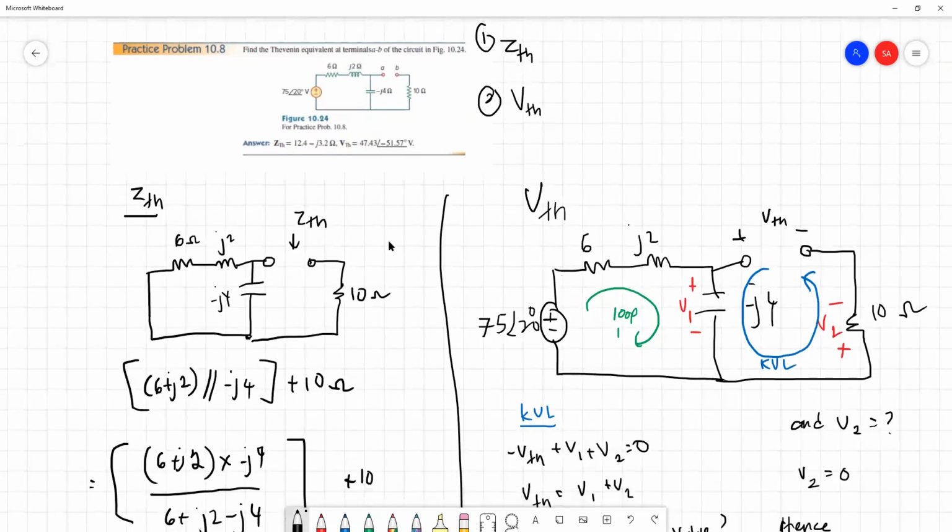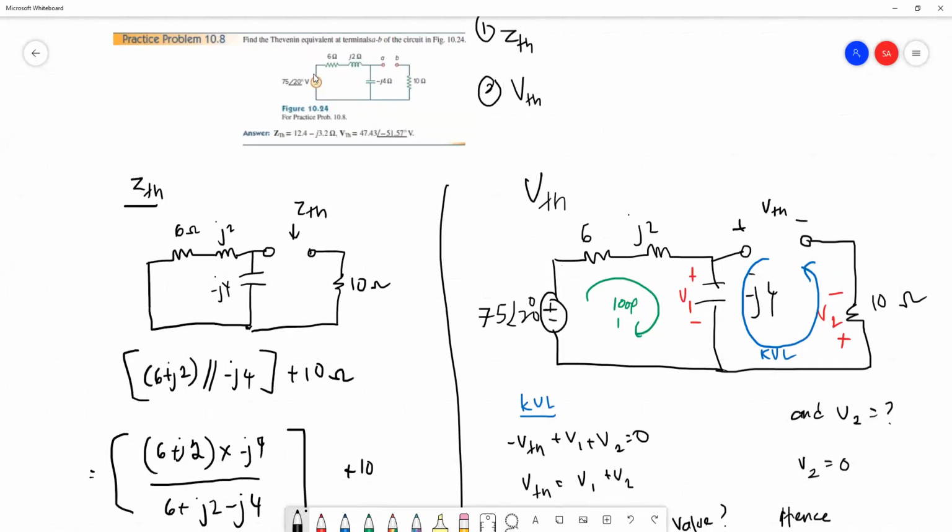So what you need to do is to kill all the independent sources. Right now you have only a voltage source, so you need to kill it, meaning you set this voltage source equal to 0. When this is equal to 0, it is actually a short circuit. As you can see here, there is no voltage source. Then you need to calculate the equivalent impedance seen from this terminal AB.